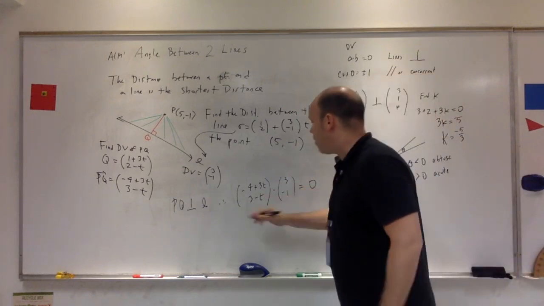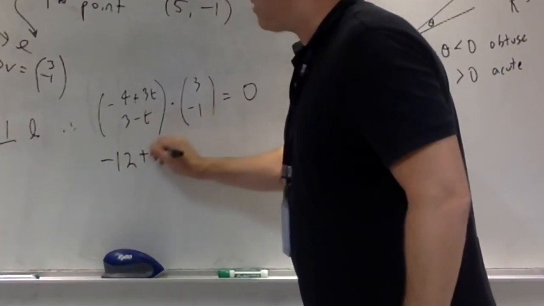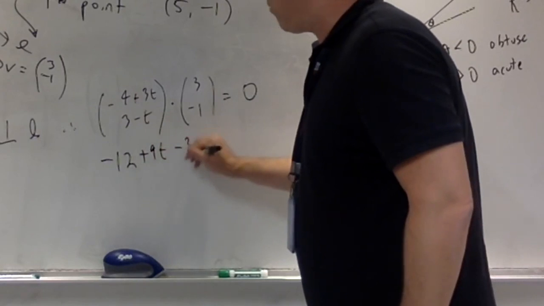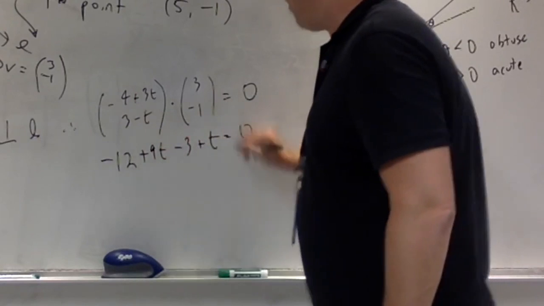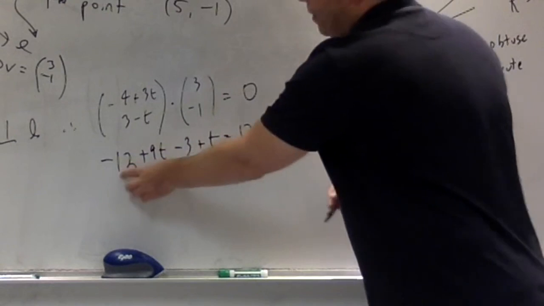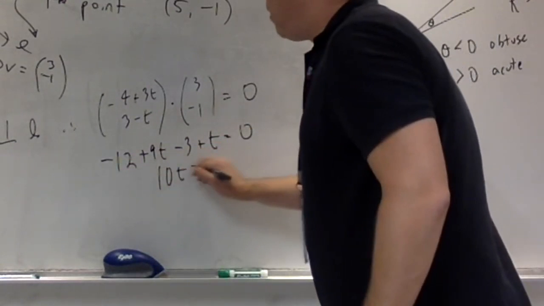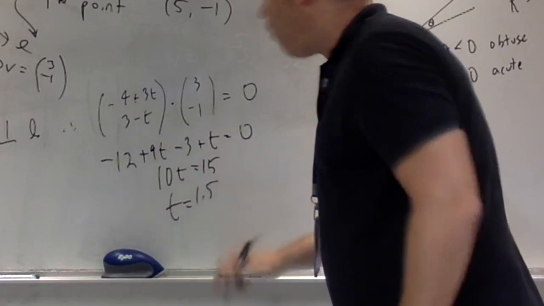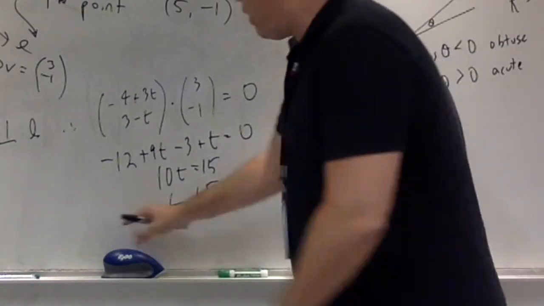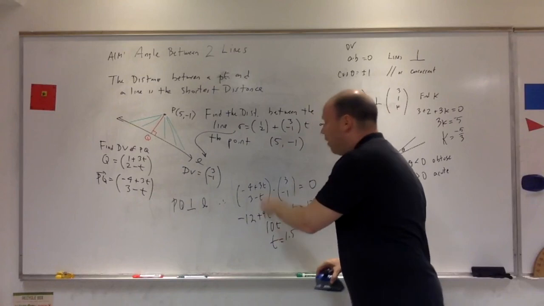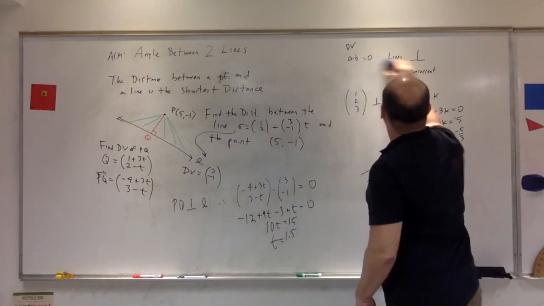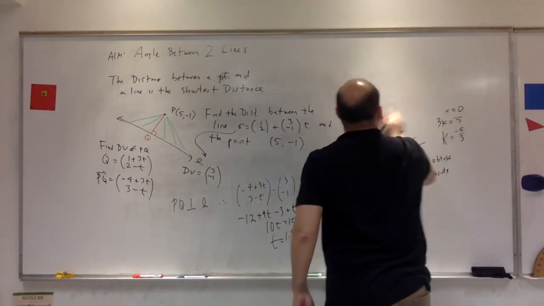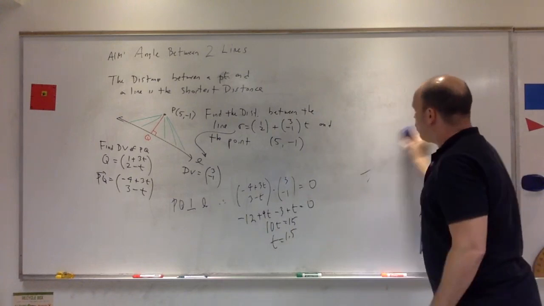Let's see what we have here. Negative 12 plus 9t minus 3 plus t equals 0. 10t equals 15. T equals 1.5, or 3/2. Let's put that t back in there for two things. I mean, you don't need to find Q, but you can if you want to.